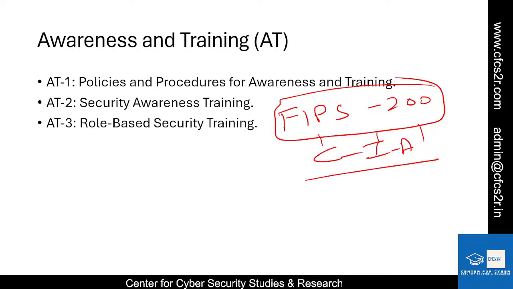The organization should also work with suppliers, developers, system integrators, and external service providers. So give training to the people who are related to you. Maybe they are not your employees or on your roll, but they are still part of your system, so giving training to them is a very important part. So we have certain controls: policies and procedures for awareness and training, security awareness training, and role-based security training.